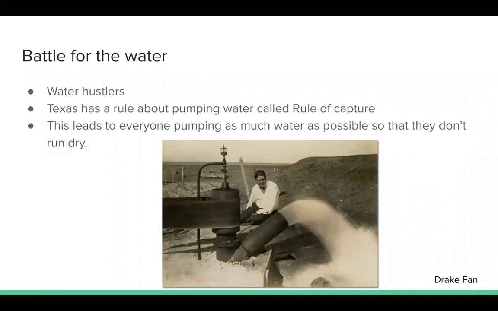So there's a big problem in Texas, and there's a big battle for water. And water hustlers are people who are taking advantage of Texas's rule called the rule of capture. Now, what this essentially says is that if your land is on top of a source of groundwater, feel free to pump away as much as you want. And we talked about this earlier, how the pressure in the system has gone down, and this is a major factor because what ends up happening is if your neighbor and you are both tapped into the same aquifer, you're just going to dig the deepest well possible and pump as much as you can, because if you don't, the guy next to you is going to pump as much as he can. And this leads to wells running dry all across Texas.